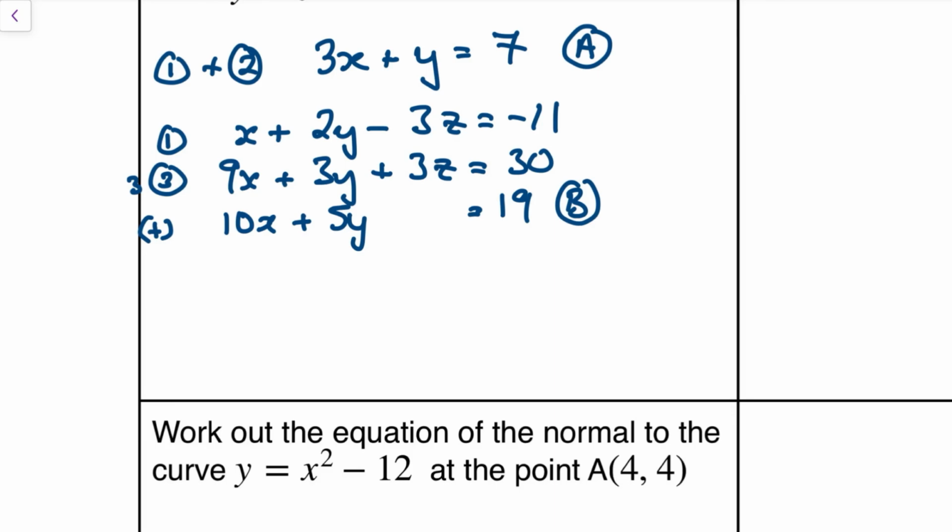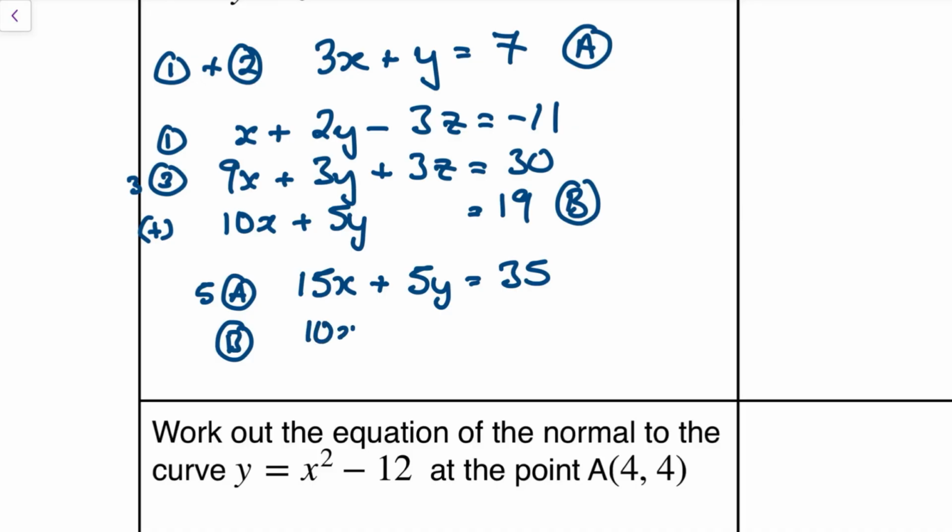Okay, so let's deal with the equations in terms of x and y. So I've got equation A and equation B. I'm just quickly thinking about what I want to do. I'm going to make the y into 5y and cancel the y. So I'm going to do 5 times equation A, which is going to give me 5 times 3 is 15, so 15x plus 5 times y is equal to 5 times 7, which is 35. And I'm just going to write down equation B underneath, just makes it easier than trying to do it up above. So that's going to give me 10x plus 5y is equal to 19.